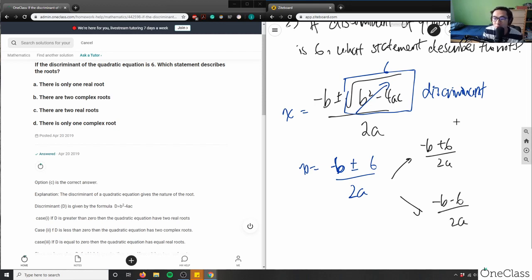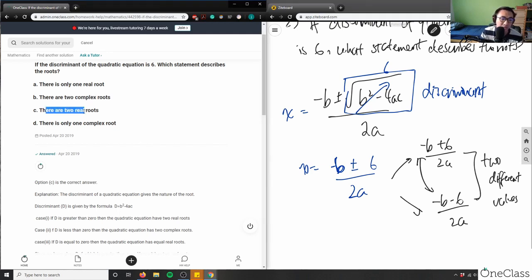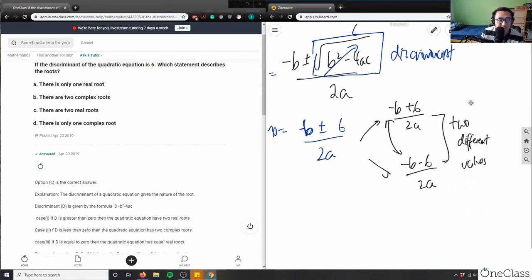Negative b plus 6 and negative b minus 6 will give me different answers. I'm dividing by the same denominator, but I have a different numerator, which means I'm going to get 2 different values, so it's either B or C. We have to determine if these roots are complex or real, and in this case it's actually a real root.